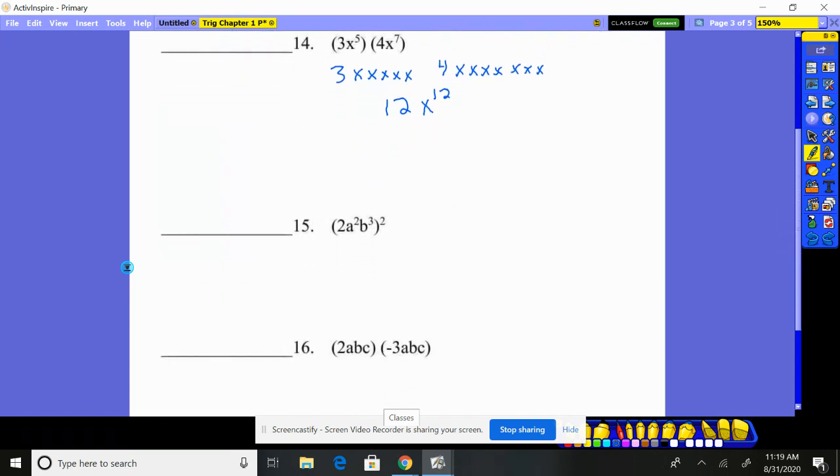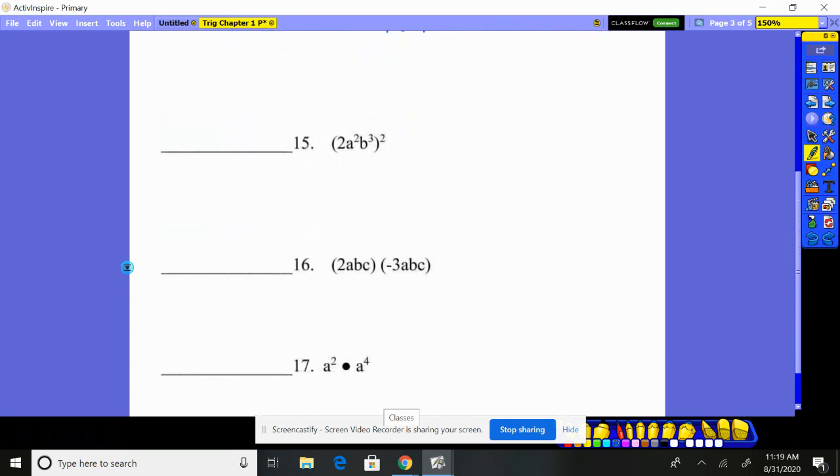Number 15. We're squaring that whole thing. So it's 2a squared b cubed times another 2a squared b cubed. So that's a 2aa b, 2aa b. 2 times 2 is 4. Aa is a to the 4th, and then b to the 6th. There's problem 15.